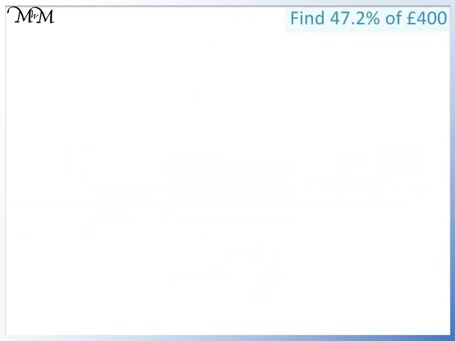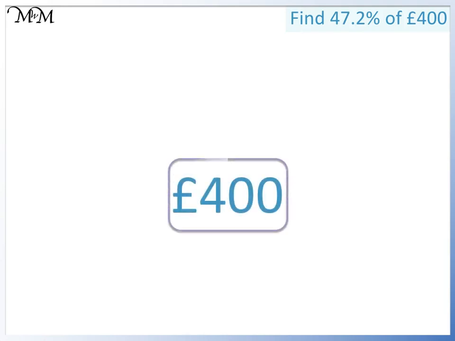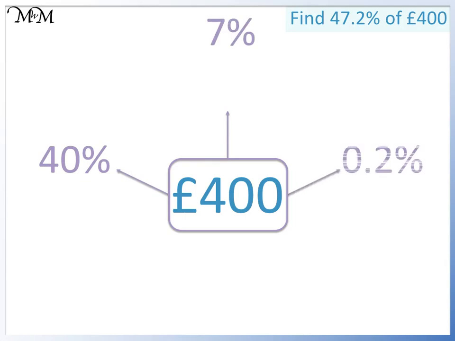Here's another example. Find 47.2% of £400. We'll partition 47.2% into 40%, 7% and 0.2%. We'll start with 40%. 10% of 400 is 40. So to find 40% we multiply by 4. 4 times 4 equals 16. So 40 times 4 equals 160.